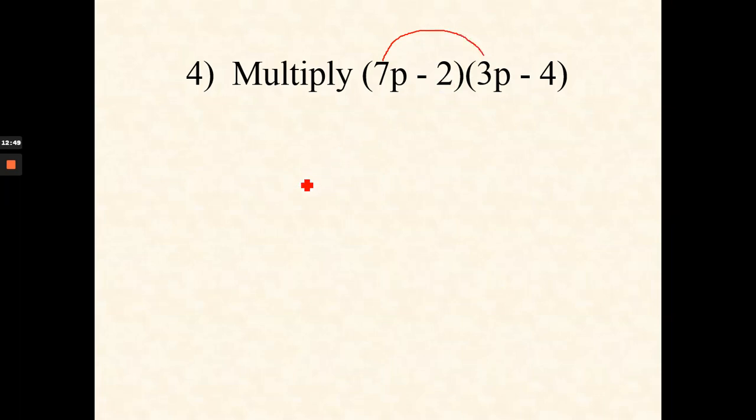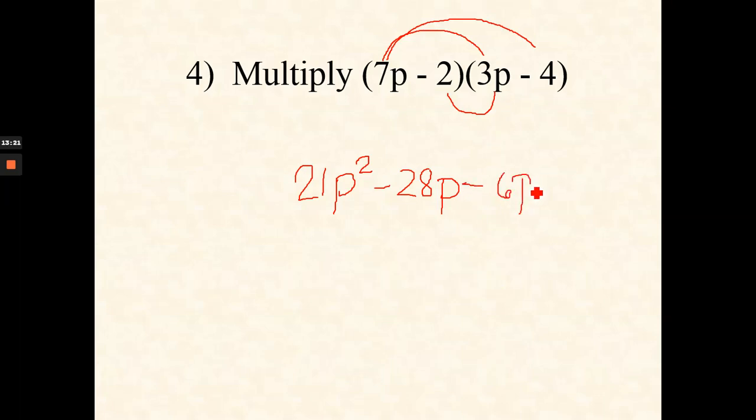7 times 3, that is equal to 21. P. And then you're just going to add the exponents, which is 2. O stands for outer. 7p times negative 4, that is negative 28p. And then inner, negative 2 times 3p, that is negative 6p. L for the last terms, negative 2 times negative 4, that is positive 8.